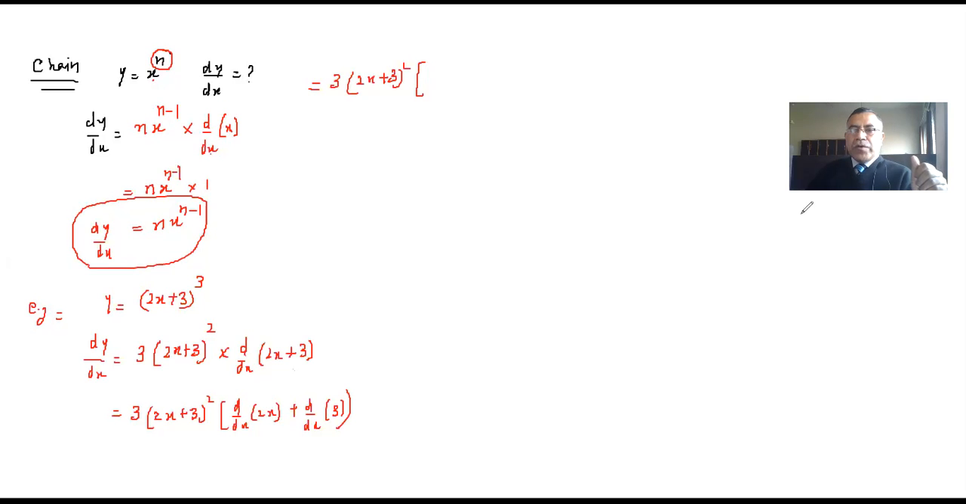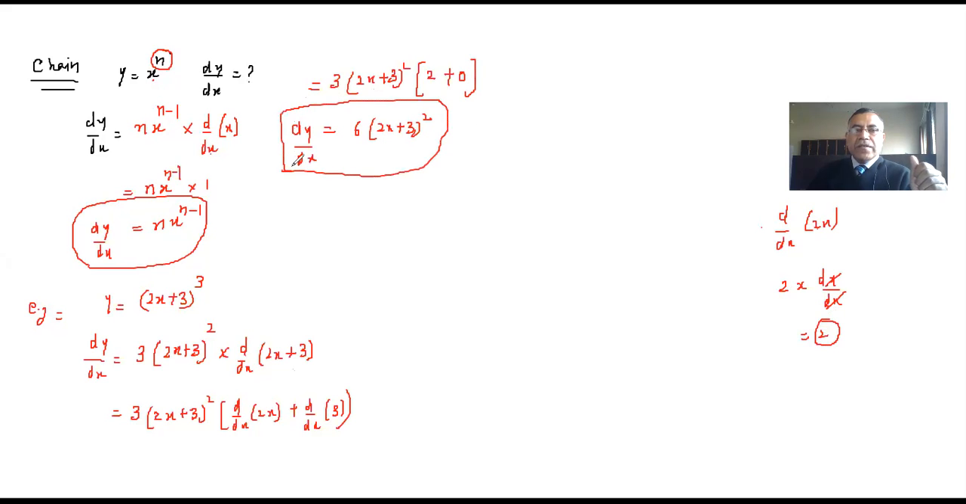Now I'm going to do the derivative of 2x on one side. I will take the constant at front: 2 times derivative of x, which is 1. So this is 2. So derivative of 2x is 2, plus derivative of constant, which is 0. So this is equal to 6 (2x plus 3) whole square. This is dy by dx. This is the meaning of chain rule, that means you have to step forward one by one to take the differentiation of the function. So we will solve various questions.